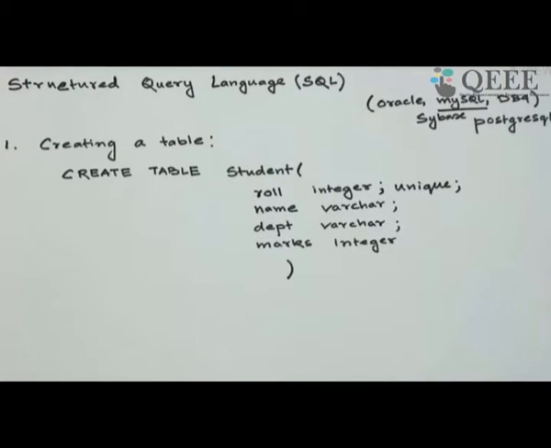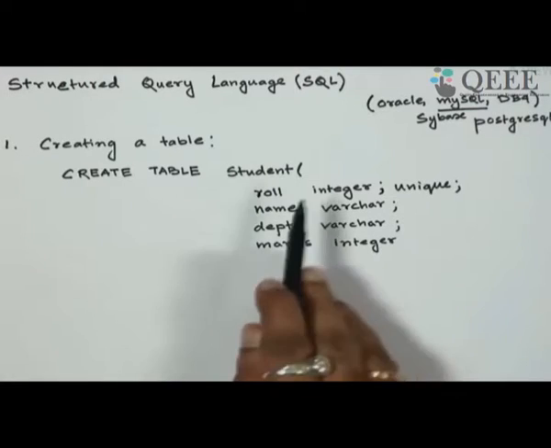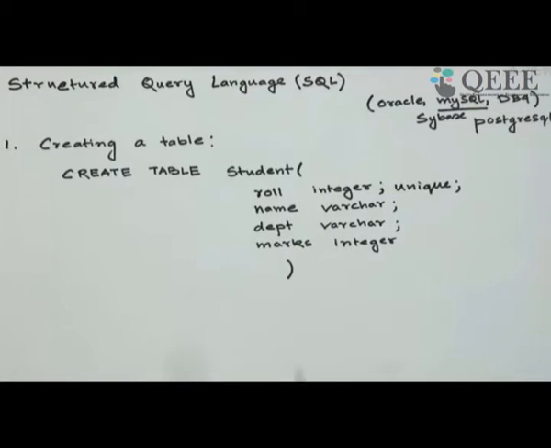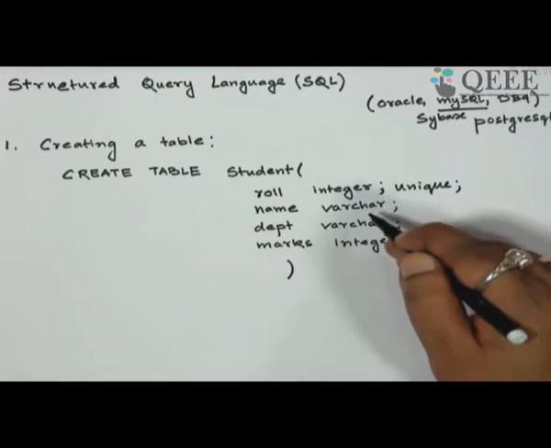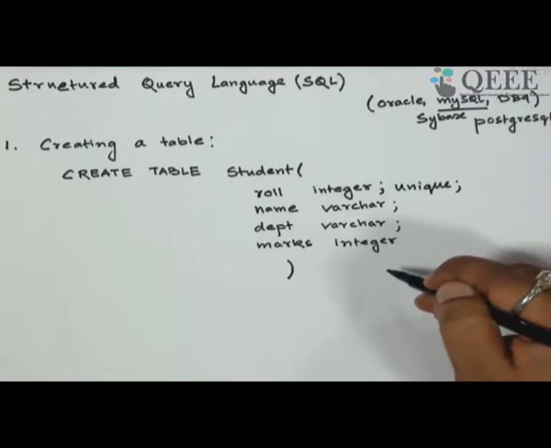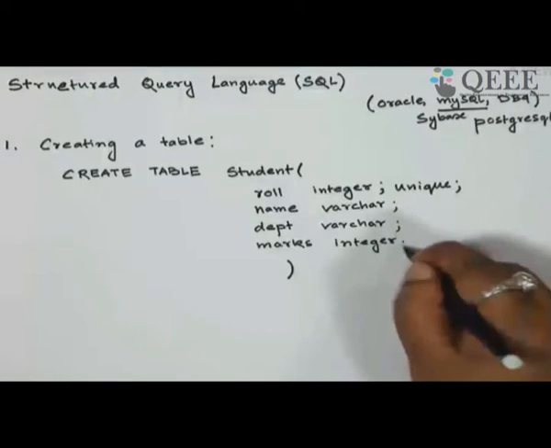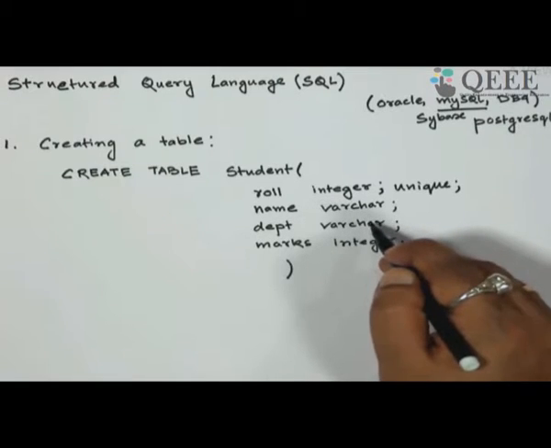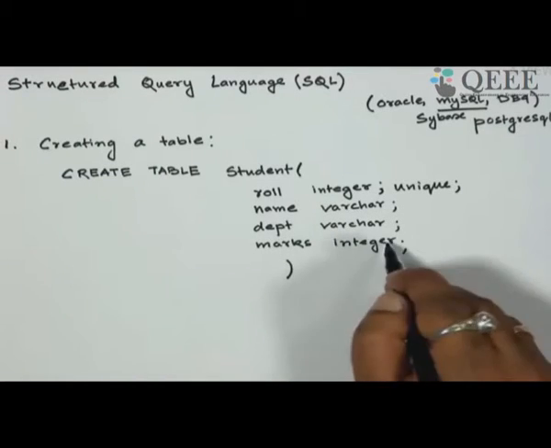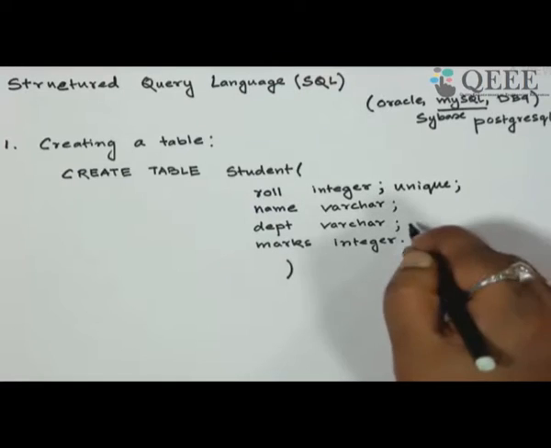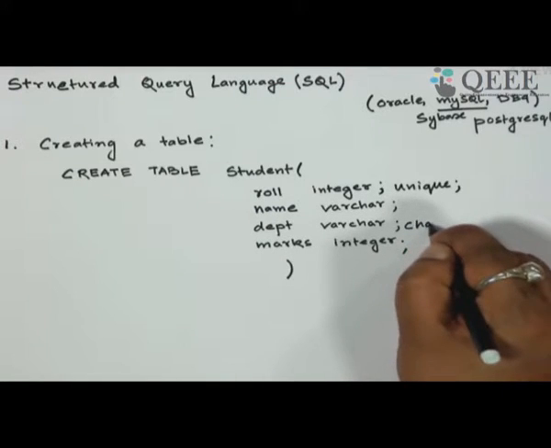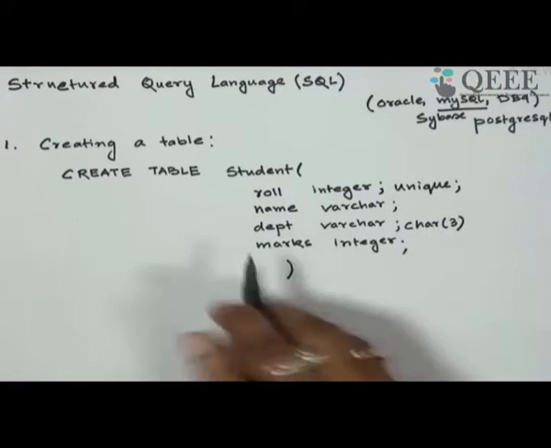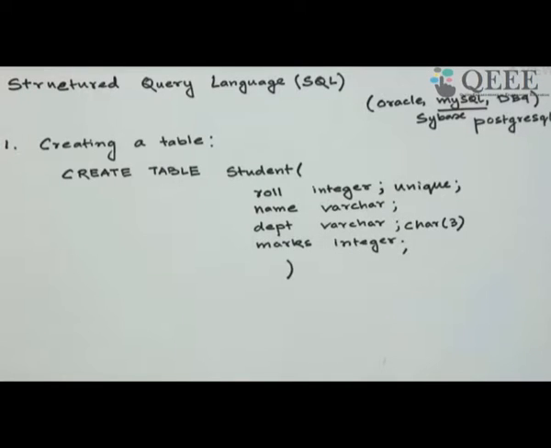So the create table is like this: create table, name of the table, then a list of the attributes followed by their types, their domains. Okay, so roll is an integer, name is a variable length character string, department is a variable length character string. I could have put some restrictions also, say department only a 3 character string, marks integers.